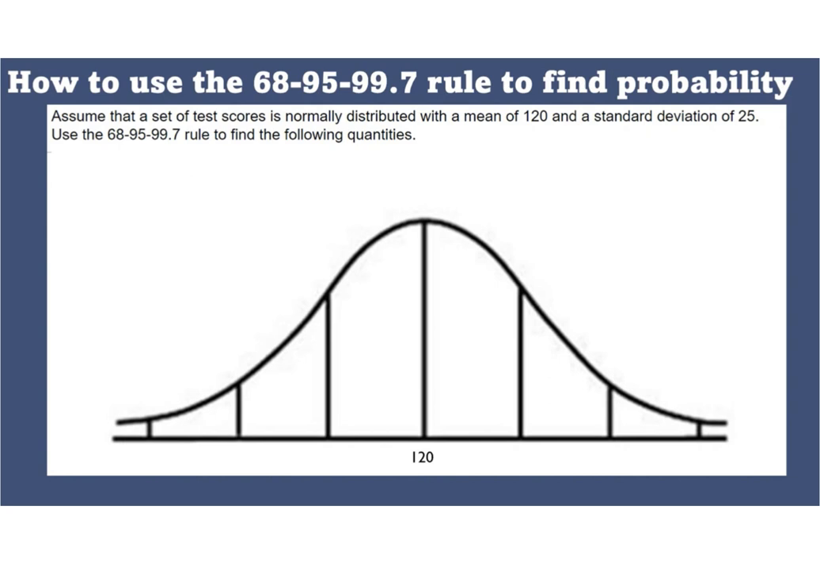Now today you're going to be asked how to use the 68, 95, 99.7 rule, or the empirical rule, and we're going to use it to find probability. Now, whenever I read a problem, I always like to highlight key information. So as I read through this, I will pull out the information that we're going to need.